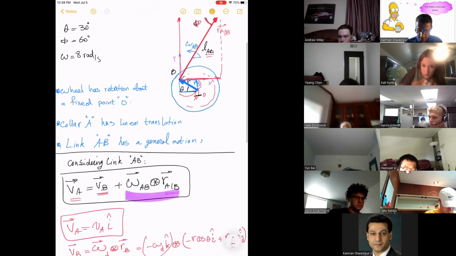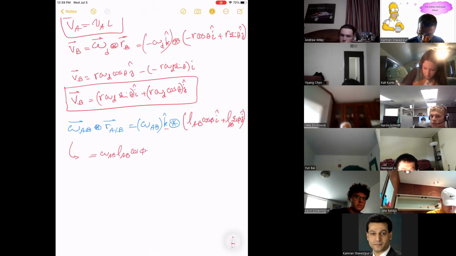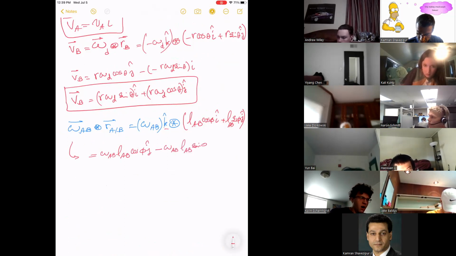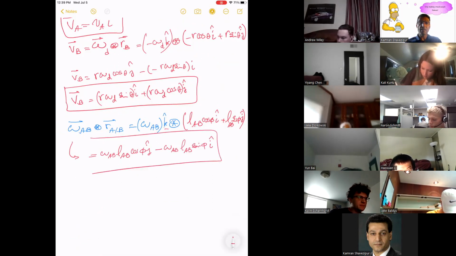Yeah. And if I do this cross product, K times I is going to give you J. So omega AB LAB cosine phi J. K times J is minus I, minus omega AB LAB sine phi I. So this is the third term. Any question about finding these three terms?